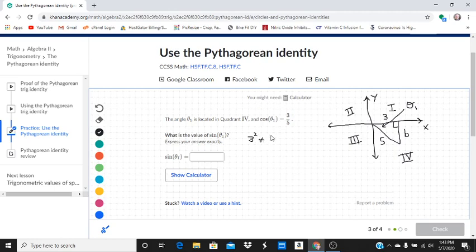So I'm going to go 3 squared plus b squared. This is a squared plus b squared equals c squared, right? So 3 squared plus b squared is going to equal 5 squared. Okay, so let's figure it out. So 3 squared is 9 plus b squared equals 25.